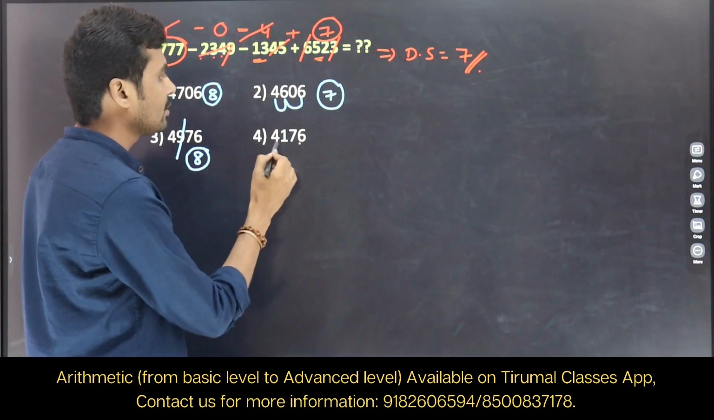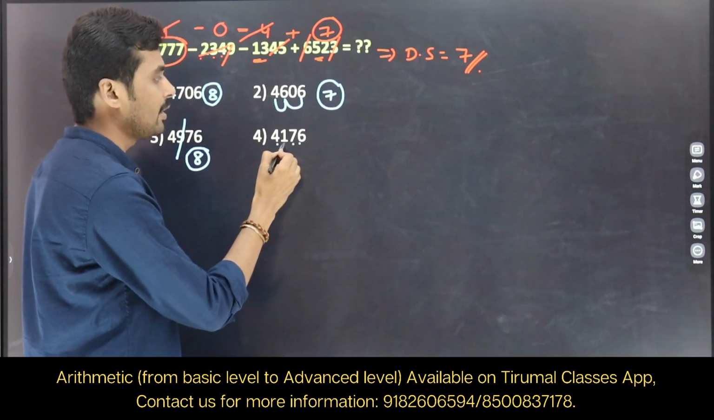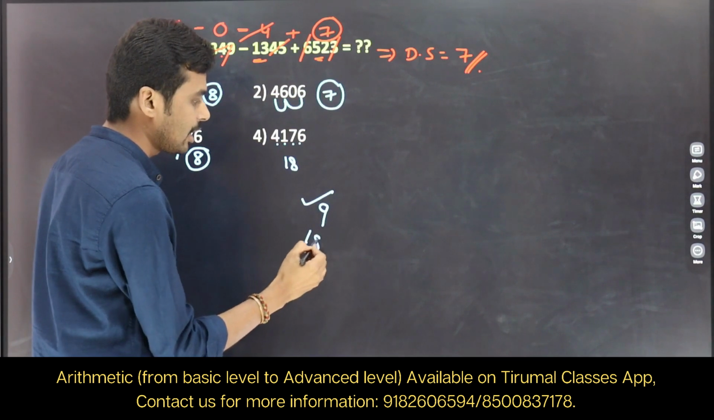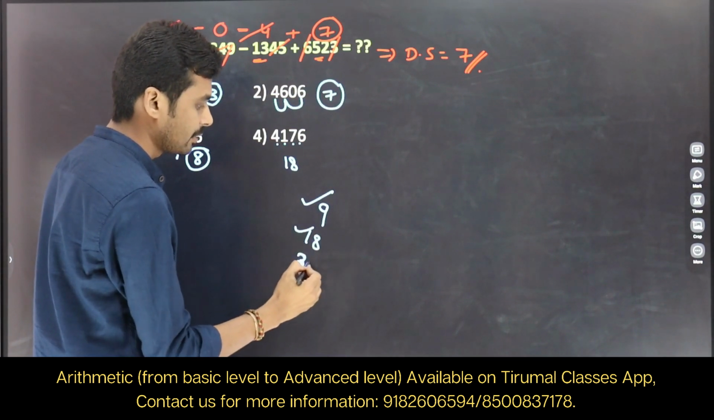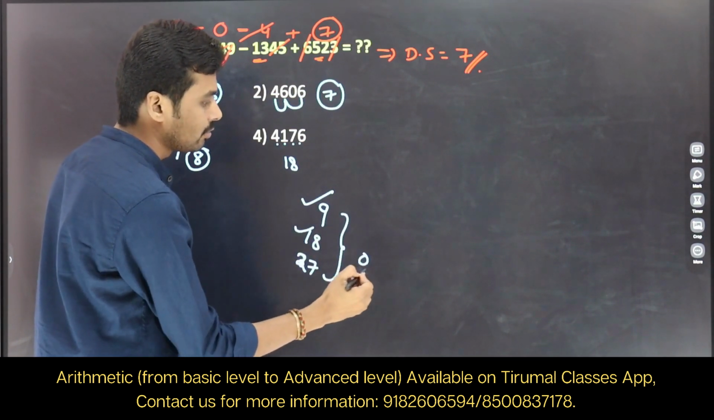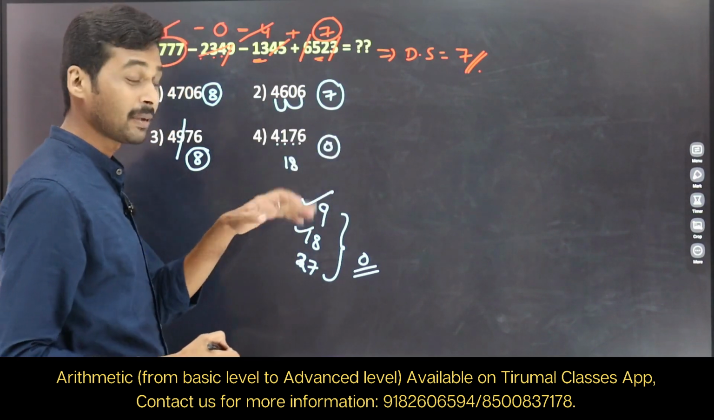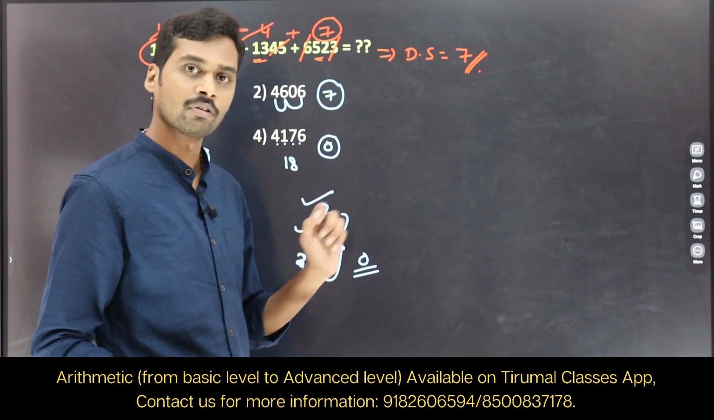And now for the fourth, 6 plus 4, 10. 10 plus 7, 17. 17 plus 1 is what? 18. See, whether you get 9 or multiples of 9, all the values are equal to what? 0 only. So what is the DS value, the single equivalent value? 1 plus 8 is 9. 9 is also 0. Both are the same.